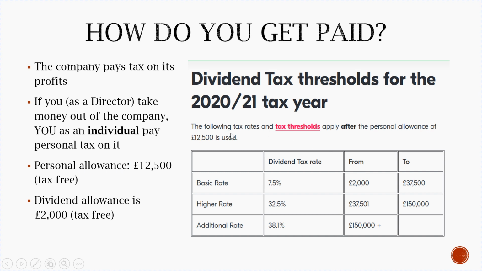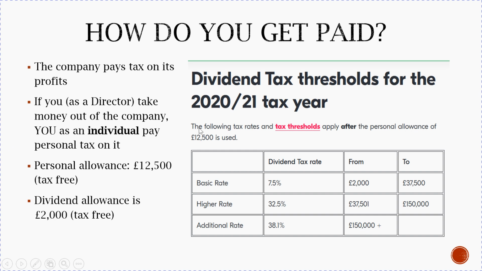But for dividends, the following tax rates and thresholds apply after the personal allowance of £12,500 is used. Your basic rate of dividend tax is 7.5% on dividends from £2,000 to £37,500, and then there's a higher rate of dividend tax of 32.5% on dividends earned from £37,501 to £150,000. And then there's the additional rate of dividend tax, 38.1% on dividends earned over £150,000.